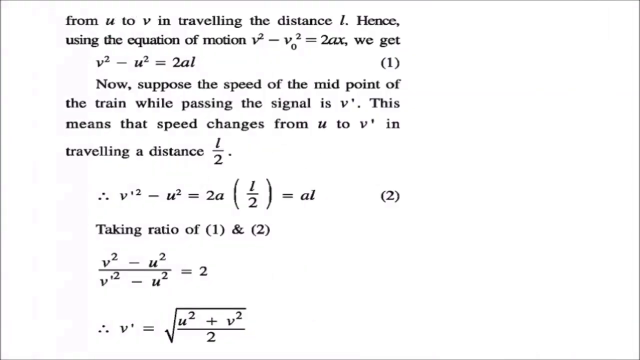We know the equation v square minus v0 square equal to 2as, or v square equal to u square plus 2as. Let us put the values here. Initial is this, final is this. So this is the equation. We are just putting these values.